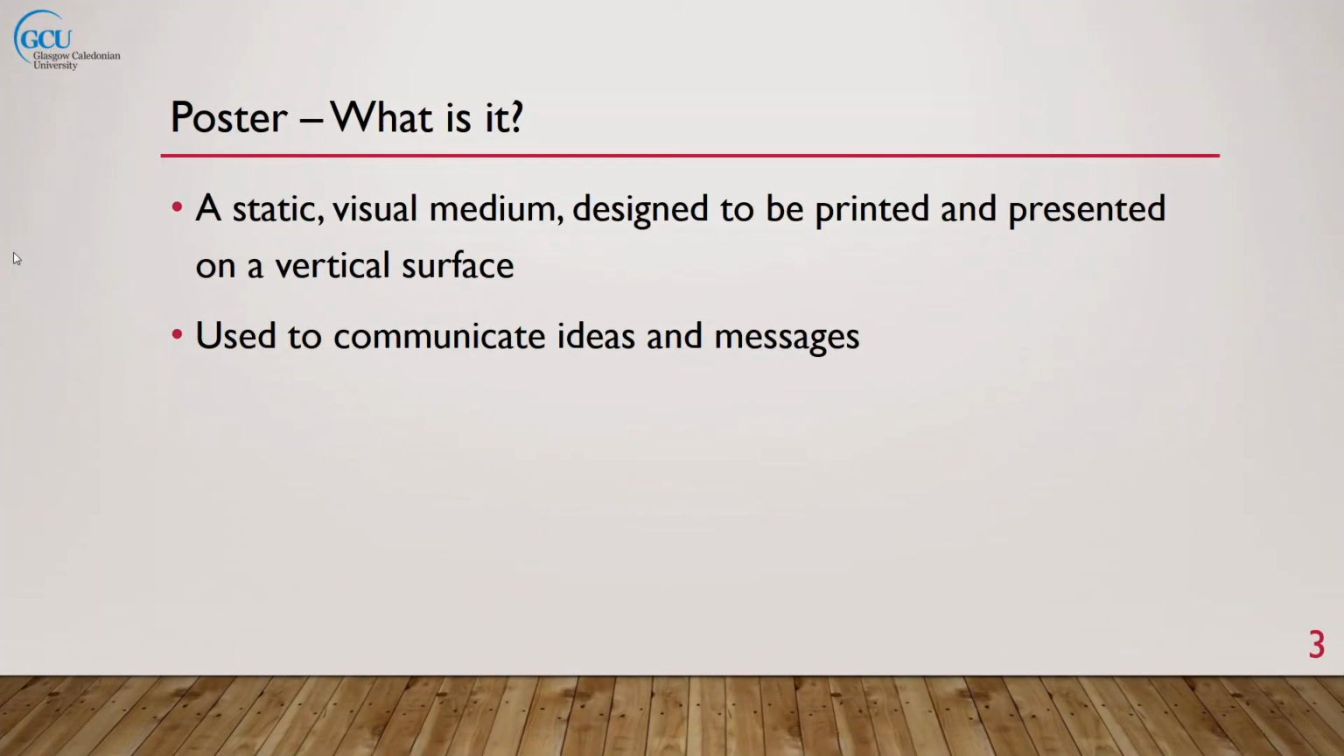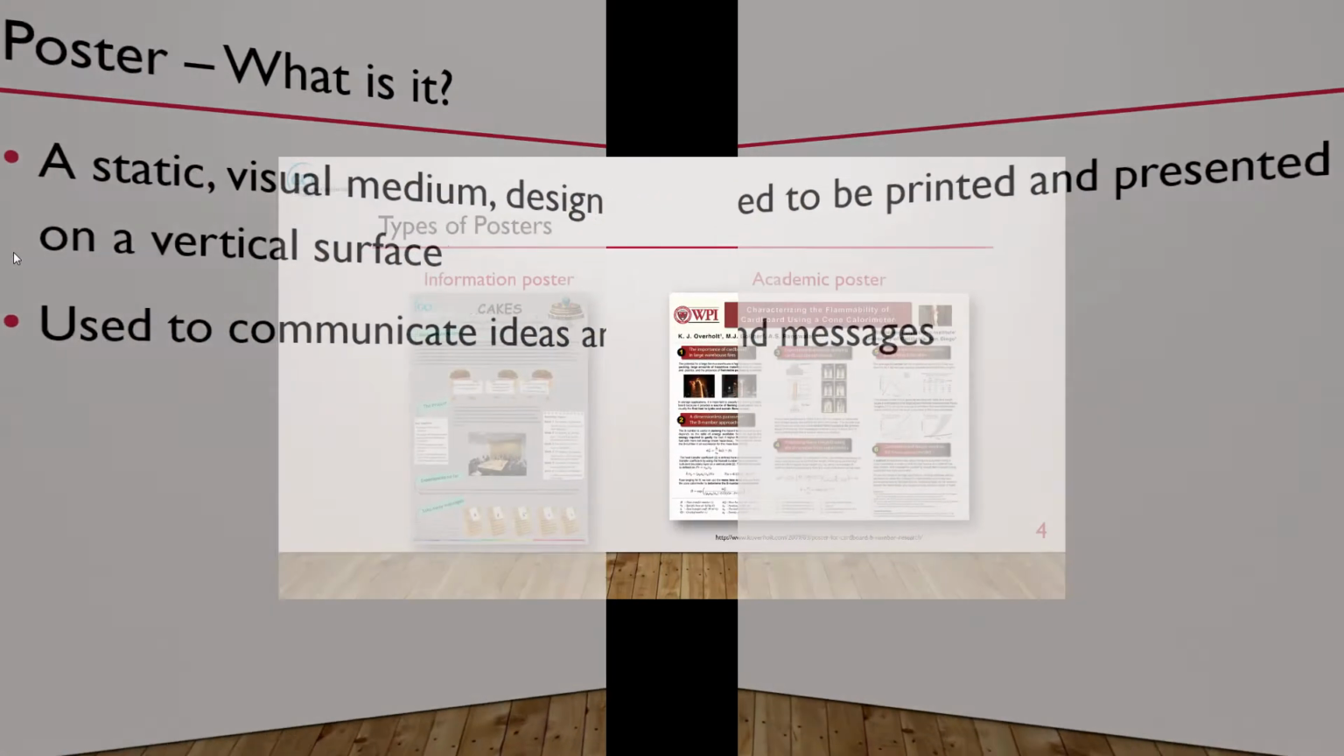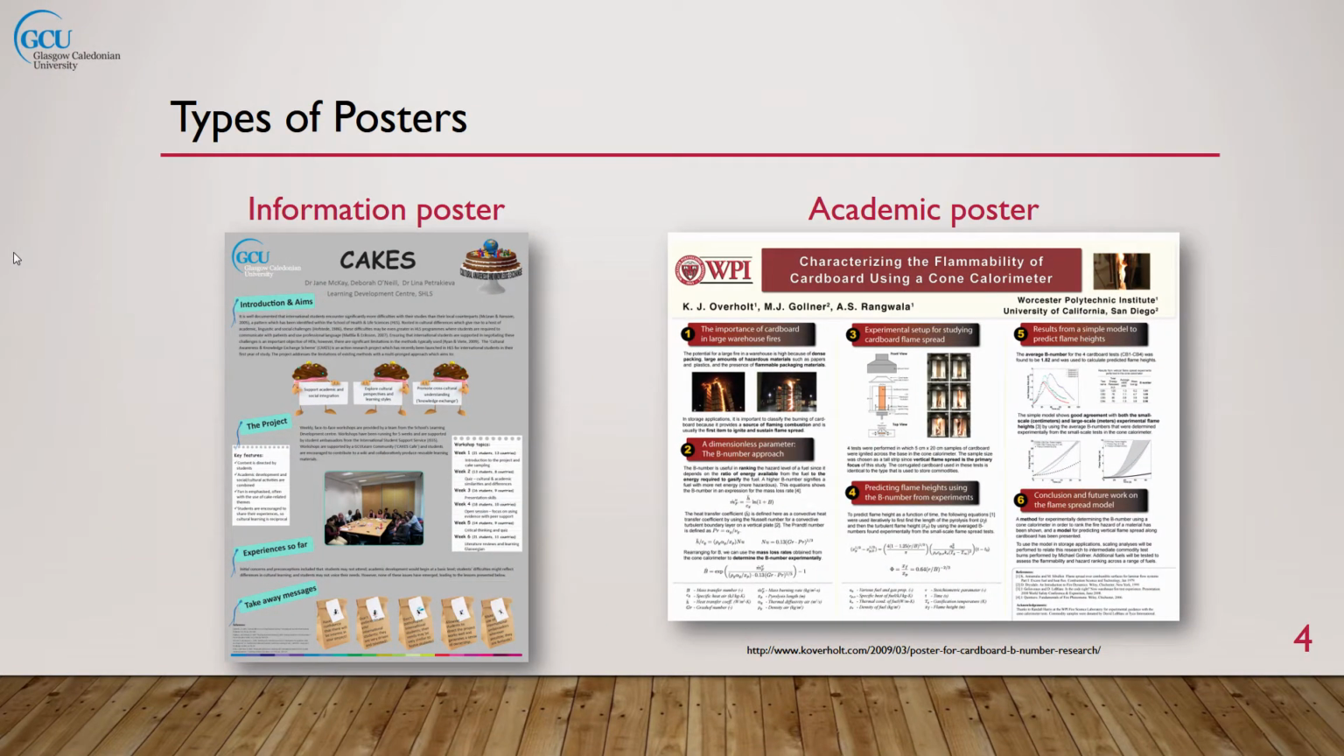A poster is a static visual medium designed to be printed and presented on a vertical surface. It's used to communicate ideas and messages. There are two main types of posters: information poster and academic poster.